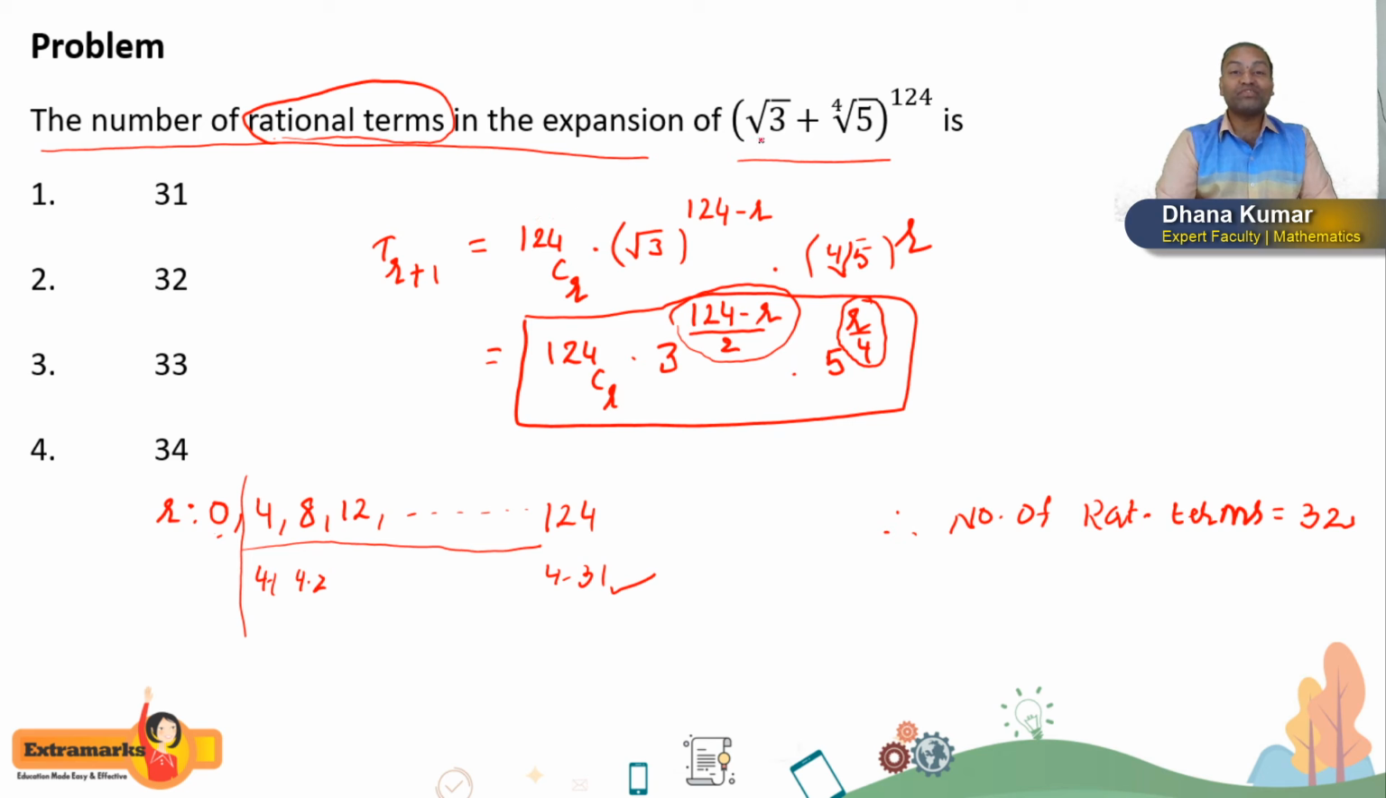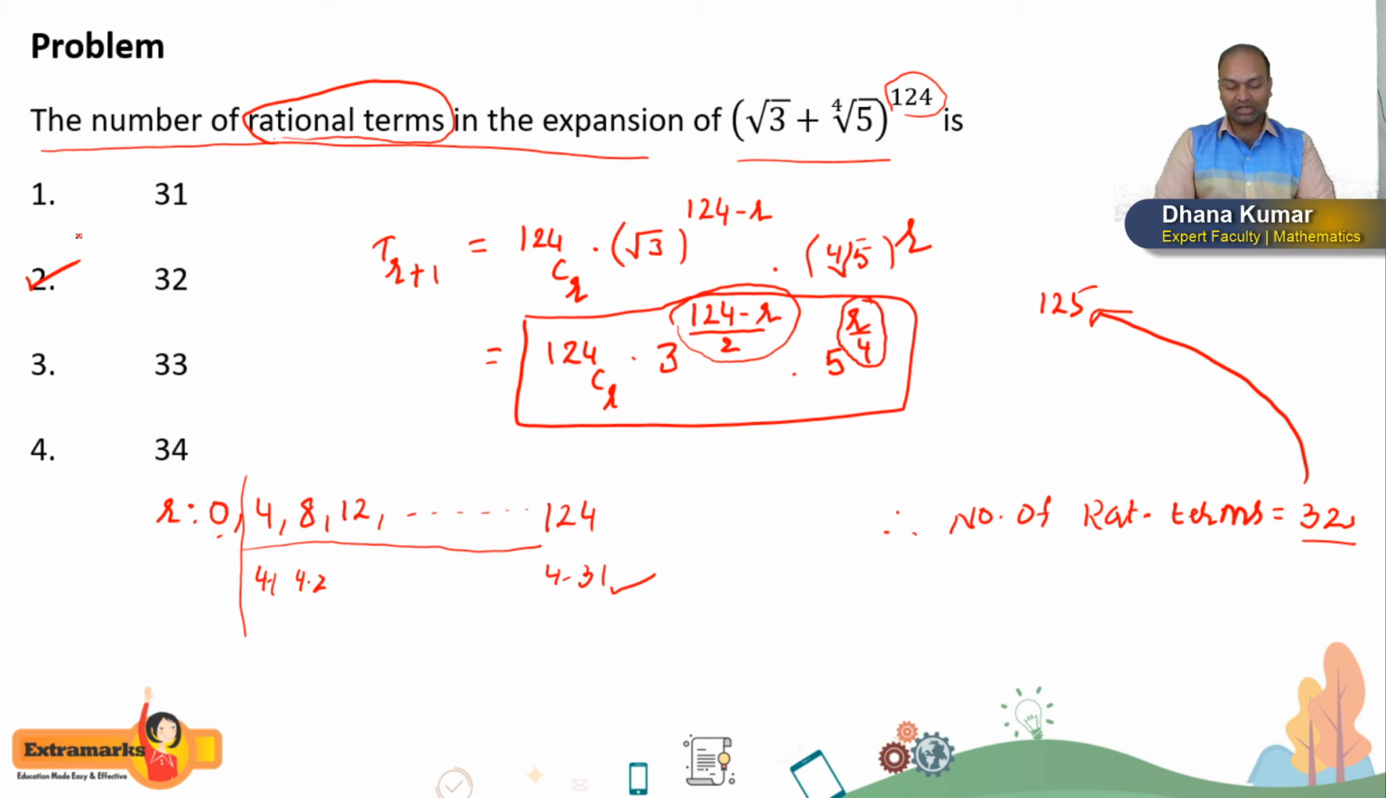So the number of terms is equal to power plus 1, that is 124 plus 1, 125, minus number of rational terms, then it gives number of irrational terms. That is the procedure for calculating number of irrational terms. Anyhow, our question is about rational terms only. So total how many rational terms are there? 32. So second option is correct.